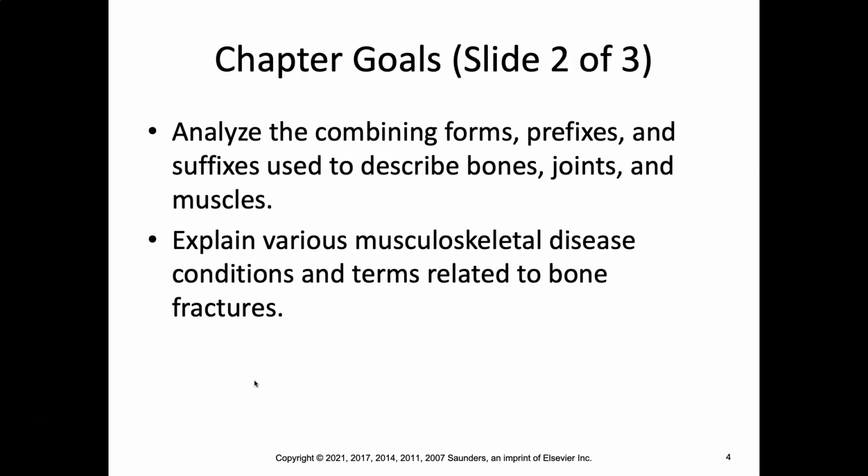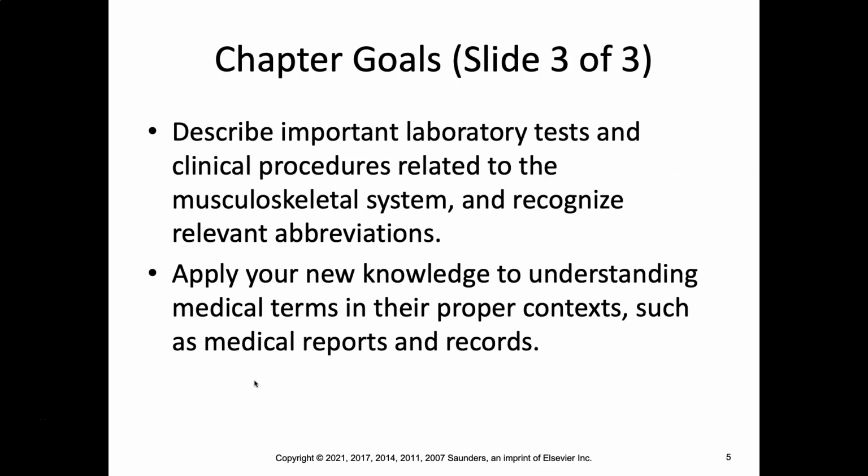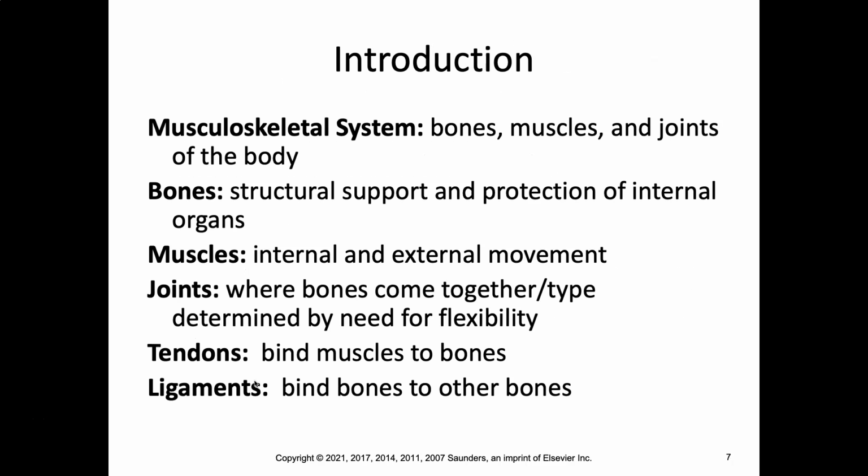We will talk about the things that can go wrong with our muscles, joints, bones, tendons, ligaments, those types of things, and terms that are related to bone fractures. We will talk about the handful of lab tests that are used with this body system, but mostly the clinical procedures. There's quite a few of those. We'll cover the relevant abbreviations and make sure that we can talk about the medical terms in proper context. All right, so let's move forward.